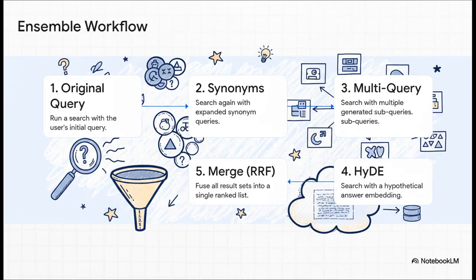So a typical ensemble workflow looks something like this. You run multiple searches all at once, one with the user's original query, another with synonyms, a third using multi-query, and a fourth using HyDE. This gives you 4 different lists of results. Then you use a technique like reciprocal rank fusion, which is just a smart way to combine the lists, by giving more weight to documents that show up high on multiple lists to create one final master-ranked list of results.